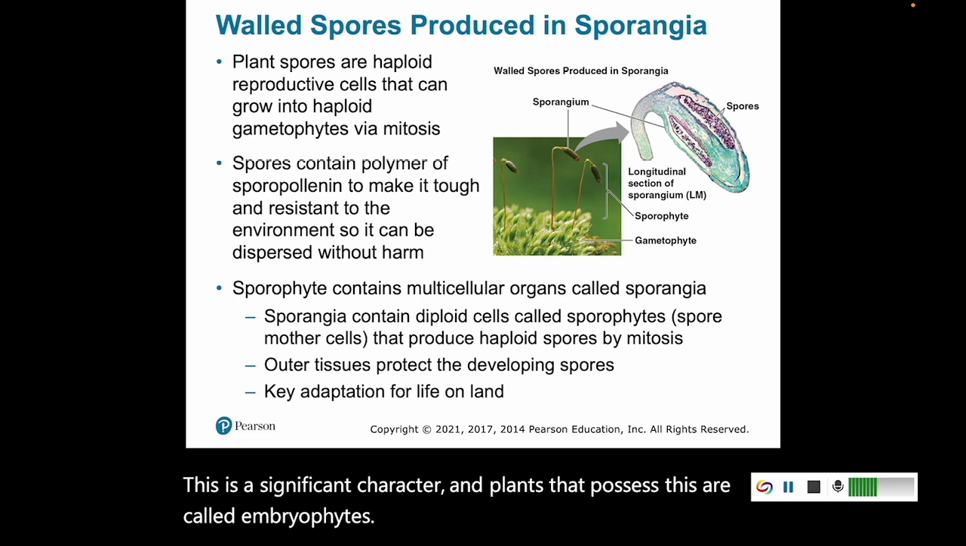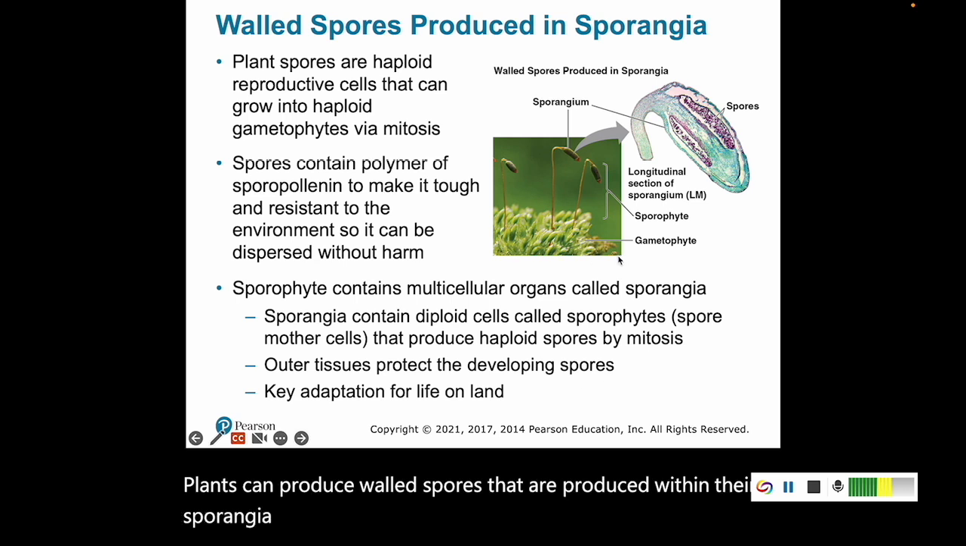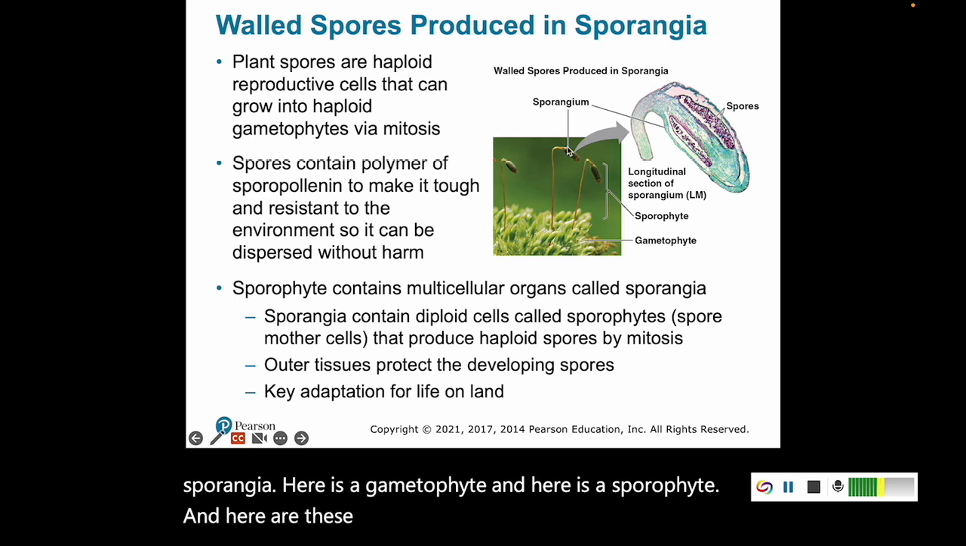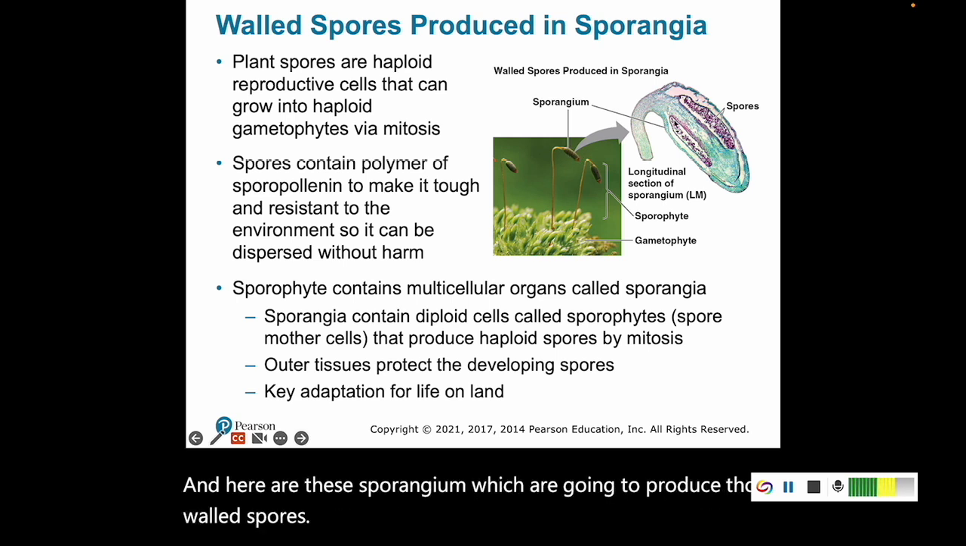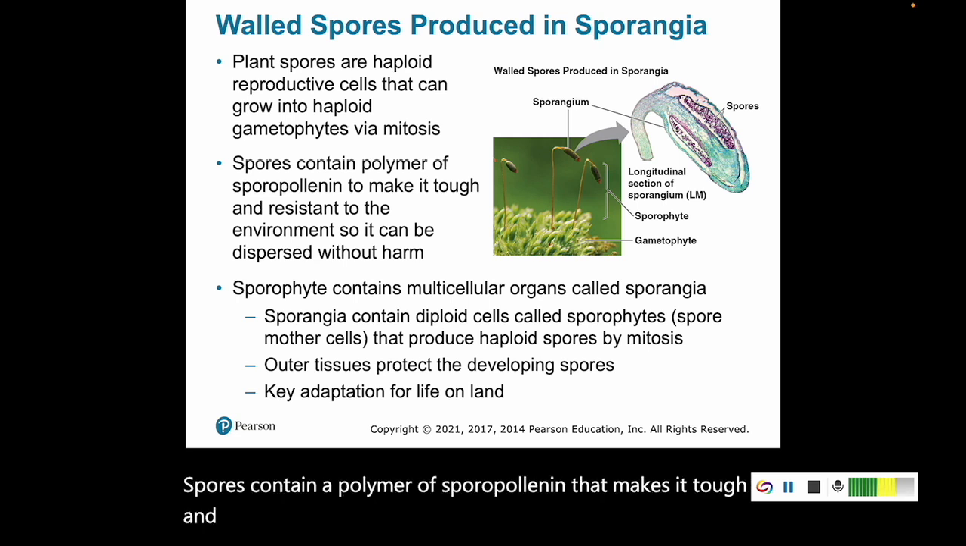Plants can produce walled spores that are produced within their sporangia. Here is a gametophyte, and here is a sporophyte, and here are the sporangia, which are going to produce those walled spores. Spores contain a polymer of sporopollenin that makes them tough and resistant to the environment. That's important so they can be dispersed without harm.